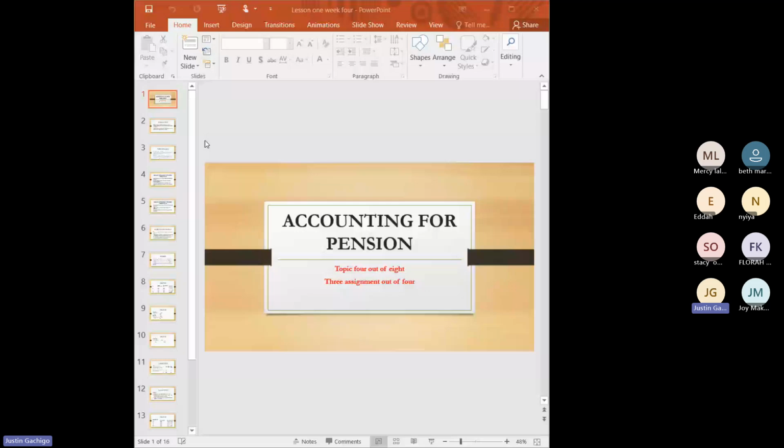This is our fourth session, and that is our fourth topic out of 8. So today, I want us to discuss the accounting for pension.